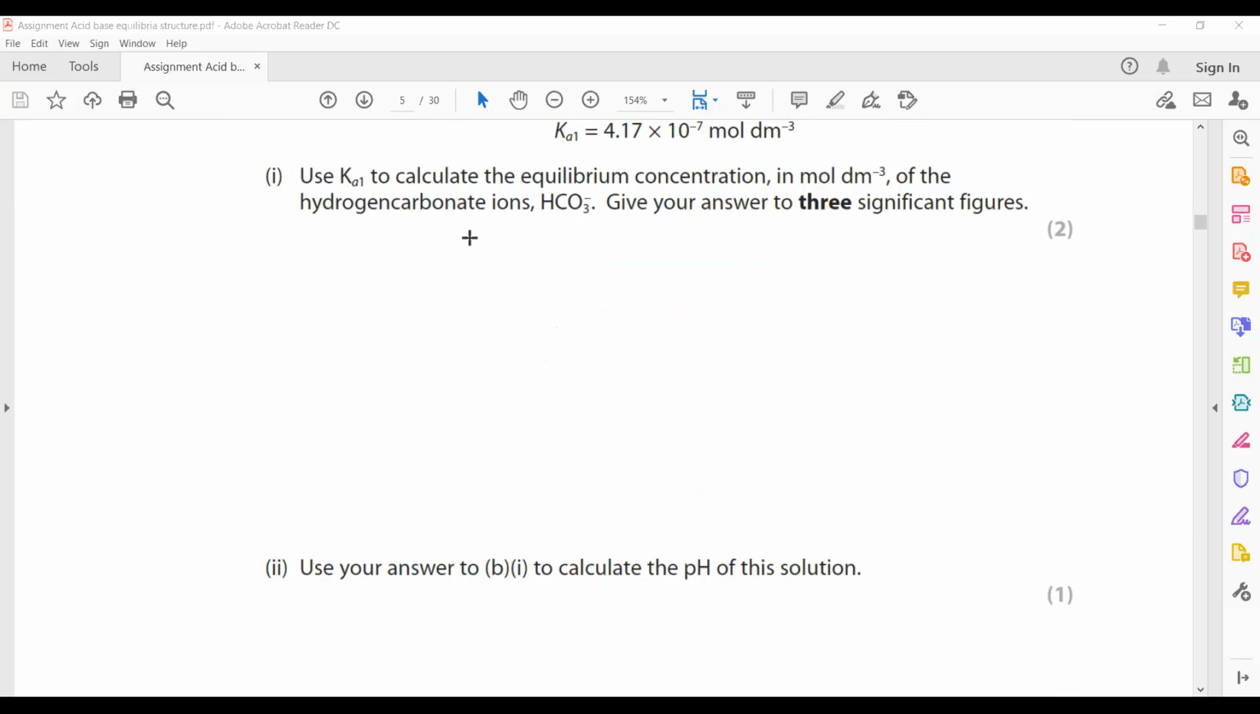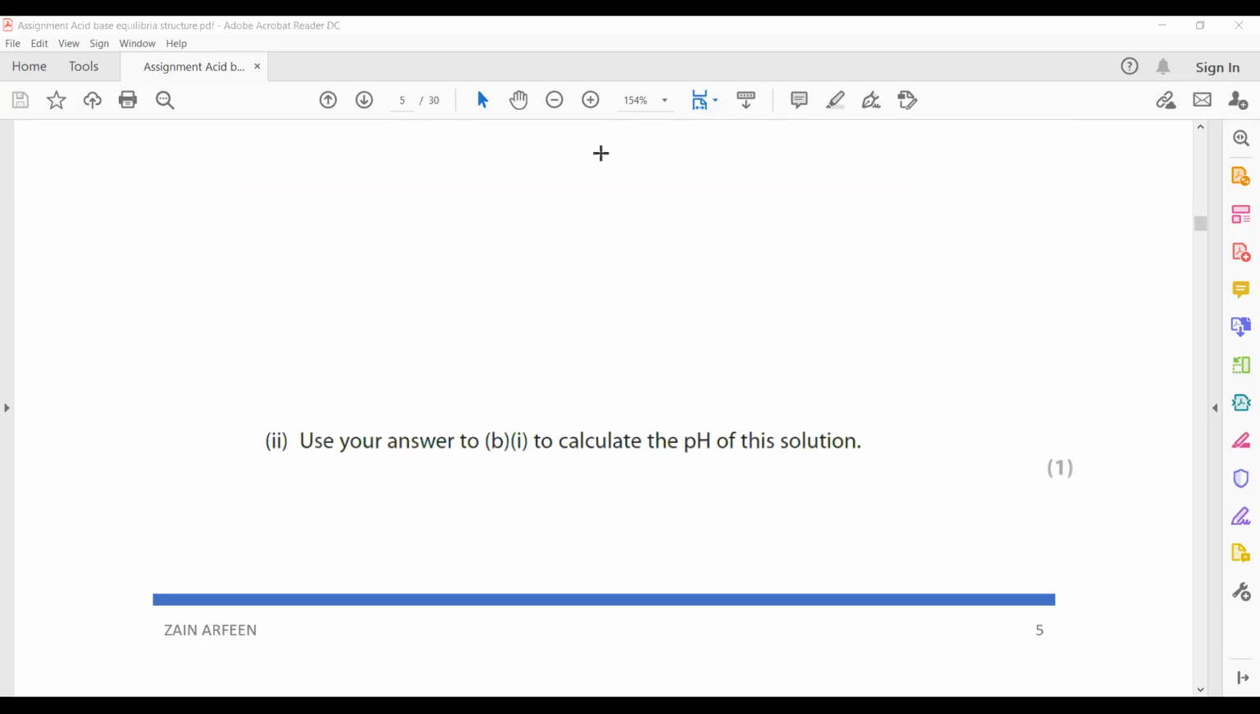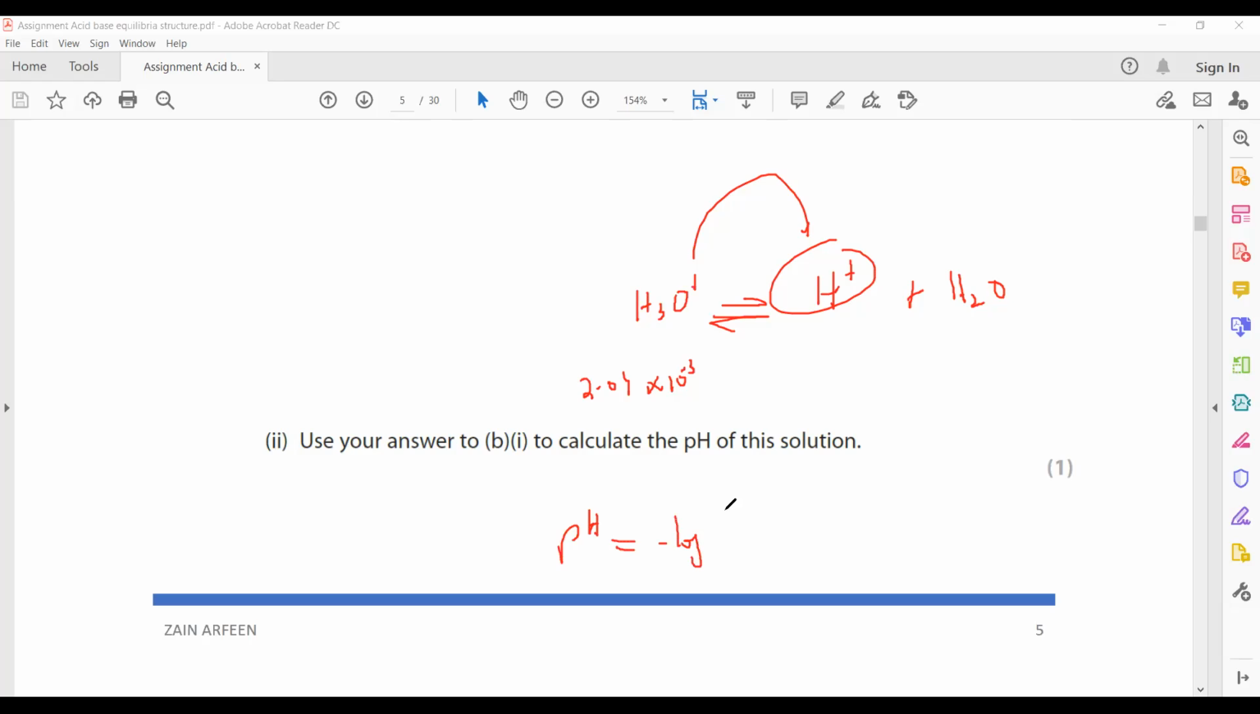In the next part, use your answer to calculate the pH. So actually we know the hydrogen ion, because this H3O+ ion will dissociate into H+ and H2O. So we already know the concentration of H3O+ in the solution. That is the same as the previous answer, 2.04 × 10^-4. So the same amount, because the ratio is 1:1, so the same amount of hydrogen ions will be there. And using the hydrogen ion, you can directly find the pH, which equals minus log of the hydrogen ion concentration. That's why it is only 1 mark.